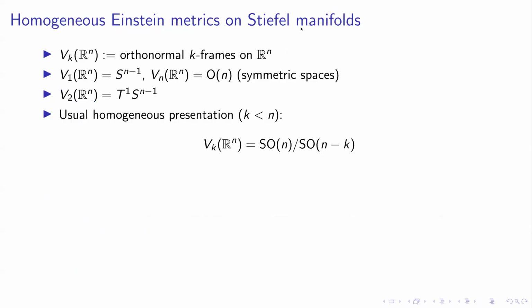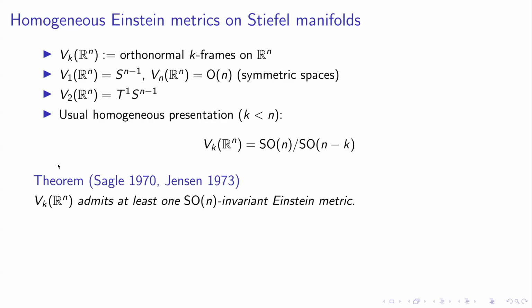Einstein metrics on Stiefel manifolds are studied up to a point. Recall the definition: the Stiefel manifold is the manifold of orthonormal k-frames in Rn. The extreme cases are V1n, which is the sphere of dimension n minus 1, and Vnn, which is the full orthogonal group, which correspond to symmetric spaces. The one we are interested in is the two-frames in Rn, and you can also think of this as the unit tangent bundle to the sphere. The usual homogeneous presentation is this one.